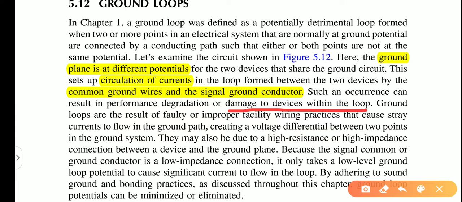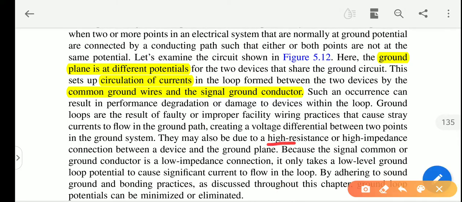So the ground loops are the result of a faulty or improper facility, meaning a proper connection is not there. There might be a loose connection that causes the stray currents to flow. Another term, circulating current, is the same as the stray currents flowing to the ground path, creating a voltage difference between two points in the ground system. Another possibility is a high resistance or high impedance connection between a device and a ground plane. For a proper grounding system we must provide a low resistance path.